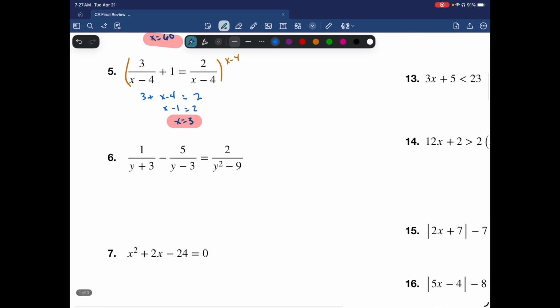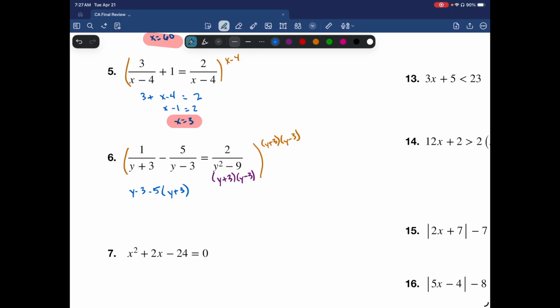Now on 6, I have to have a common denominator, so I need to figure out what all my pieces are. Well, y squared minus 9 factors into y plus 3, y minus 3. So once I know that, then I can do what I've been doing. I can multiply this entire thing by y plus 3, y minus 3. Okay, so on the first one, the y plus 3 is going to cancel, which just leaves me with y minus 3 minus 5 times y plus 3, because the y minus 3 cancels out.